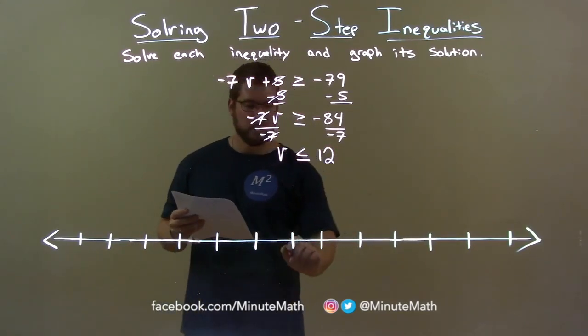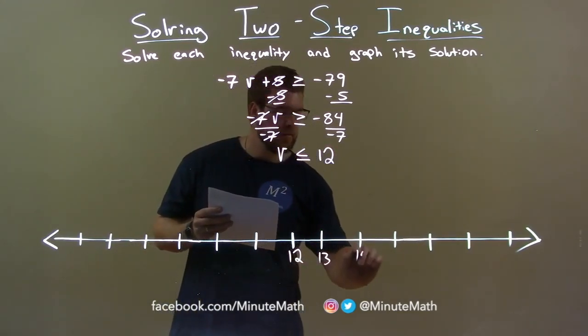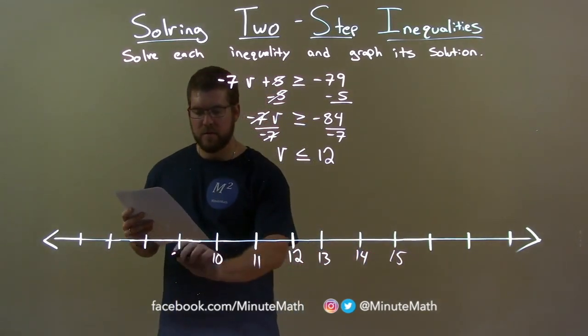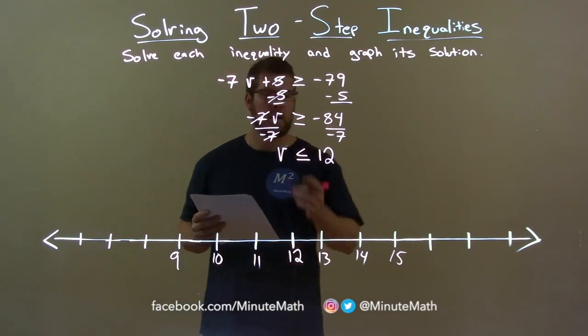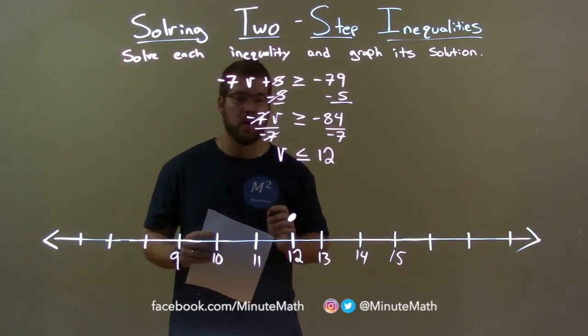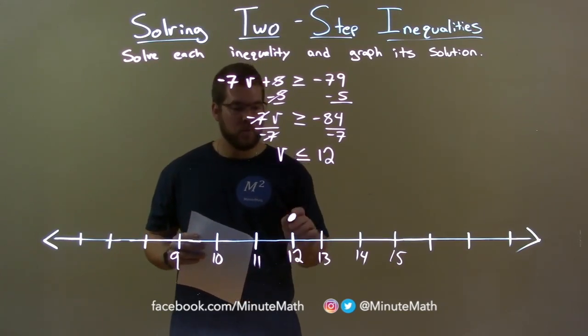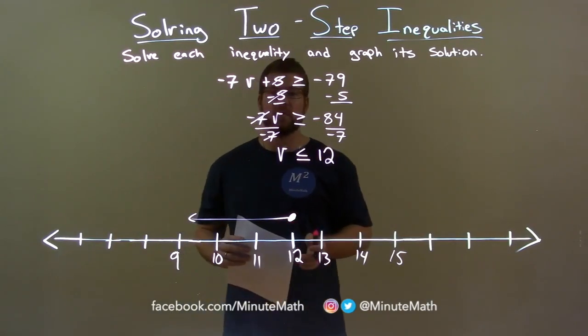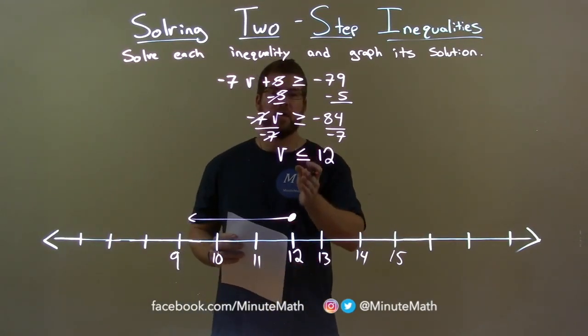So let's graph it. Let's put a 12 here, 13, 14, 15, and 11, 10, 9. Okay? v can equal 12, which means we have a closed circle right here at 12. v is less than 12, so the arrow goes to the left. And now I have a graph that matches our final answer: v is less than or equal to 12.